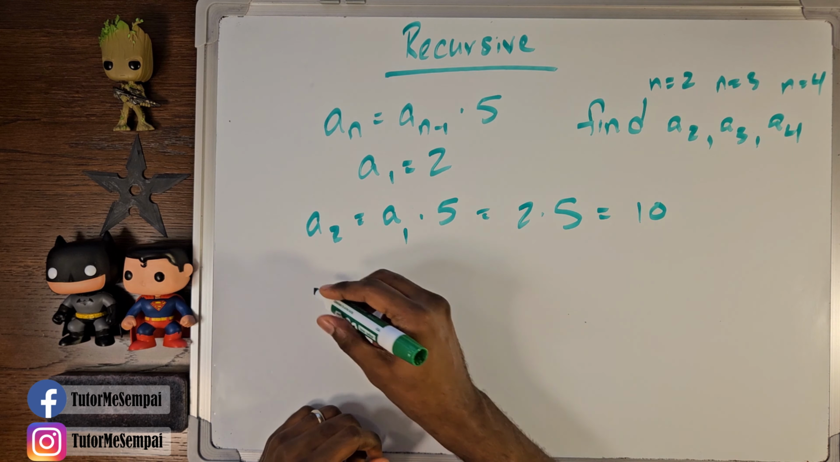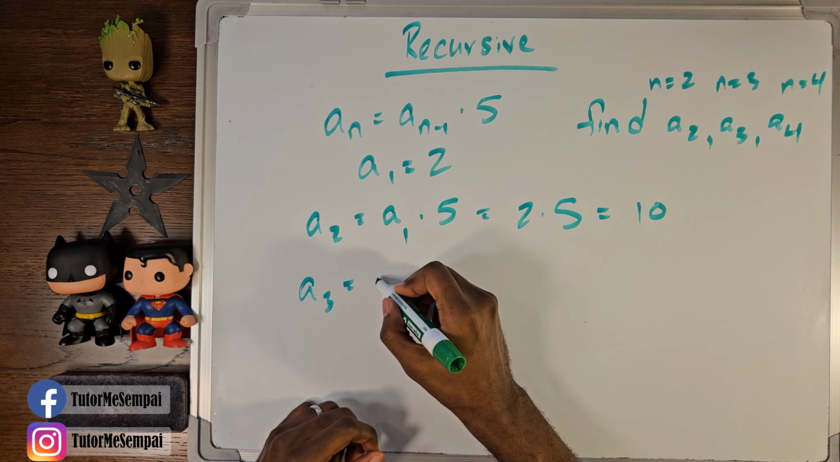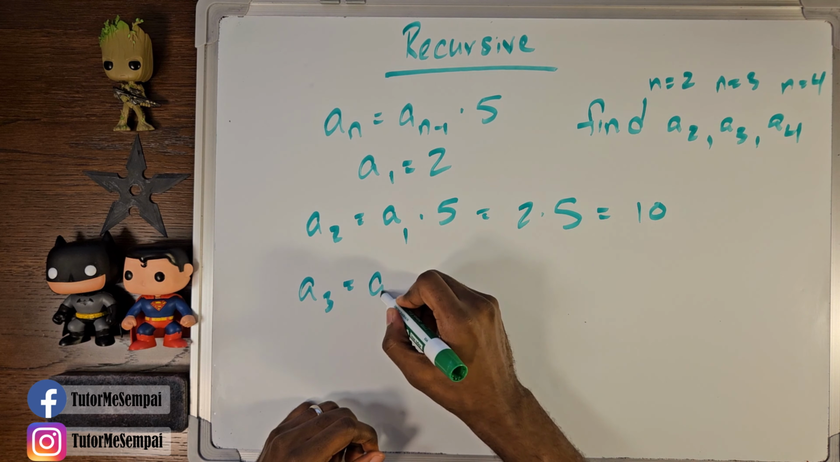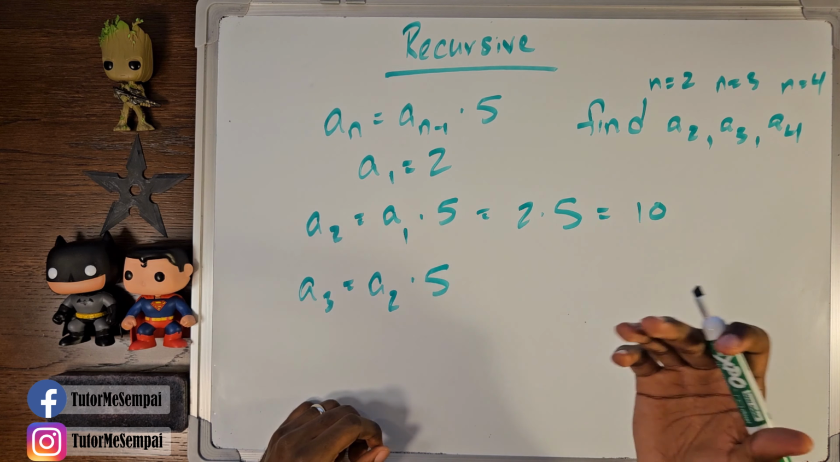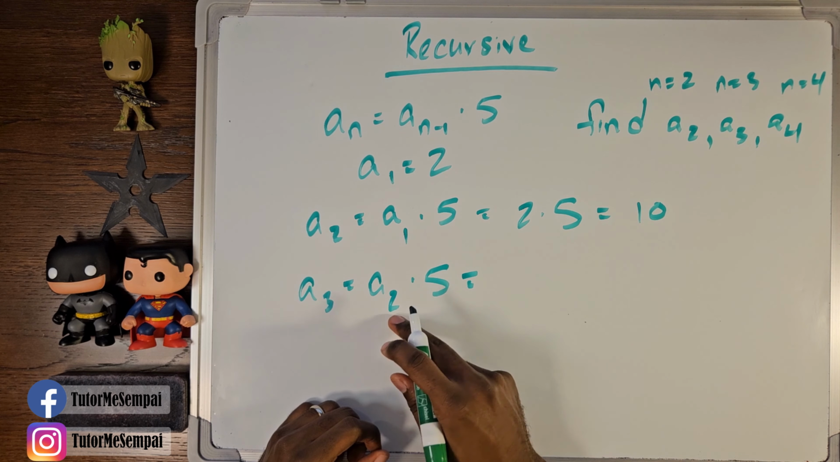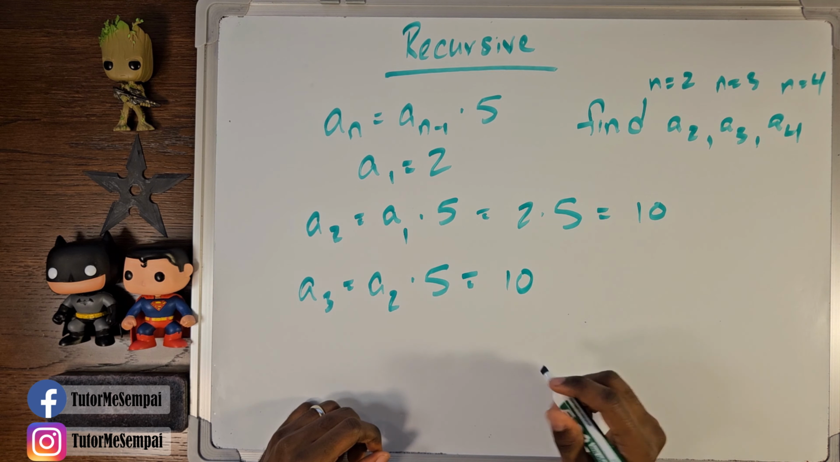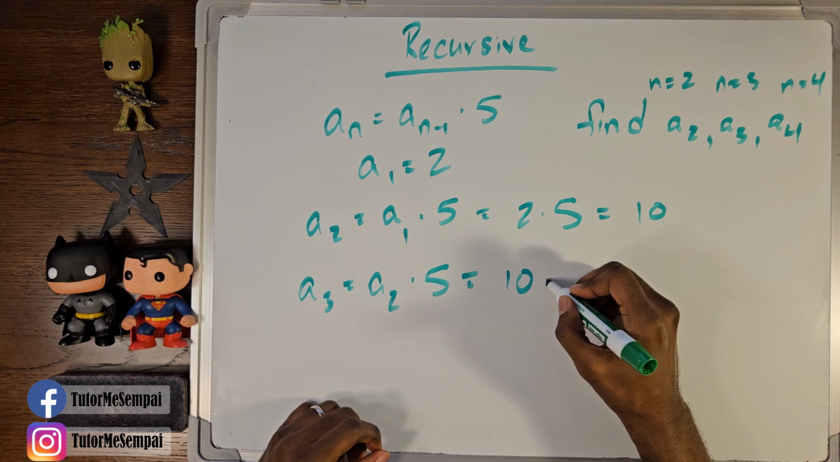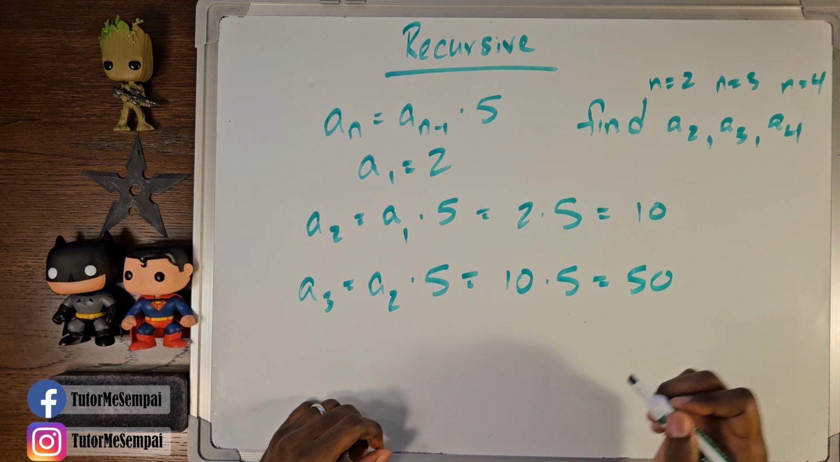Now we want to find our a sub 3. A sub 3 means that it's going to be our a sub 3 minus 1, which is a sub 2 times 5. We're using the same exact formula. This is recursive. And we know our a sub 2 to be 10 because we just found that. So we can plug that in. Simple plug and chug. Times 5 means that our a sub 3 is going to be 50.